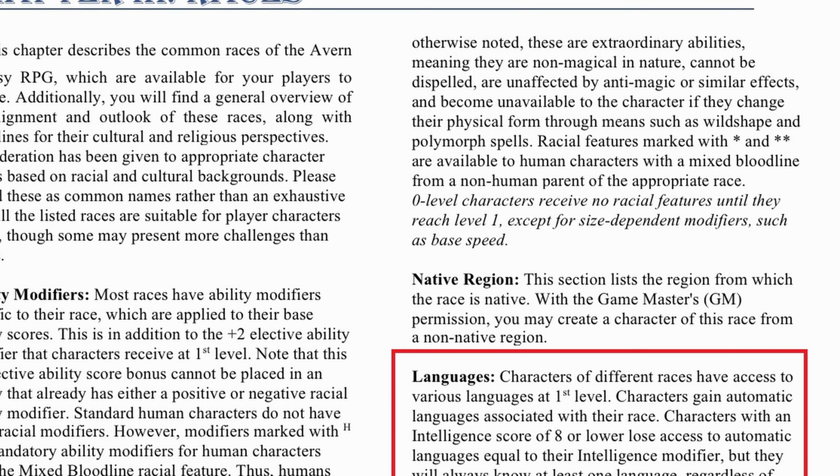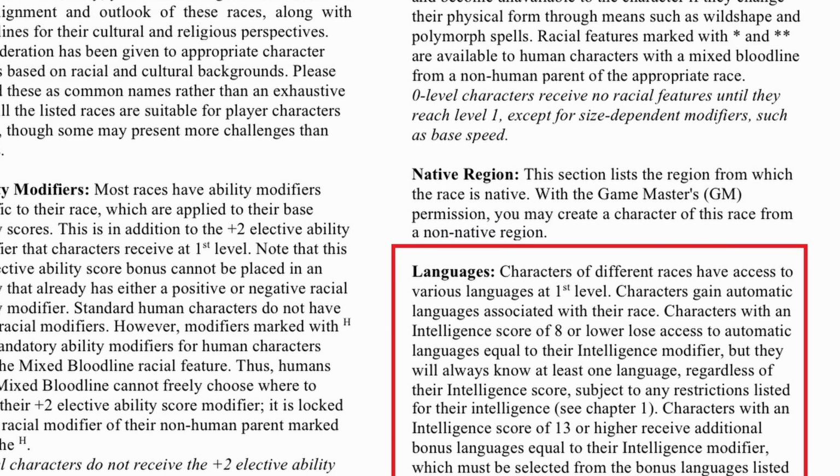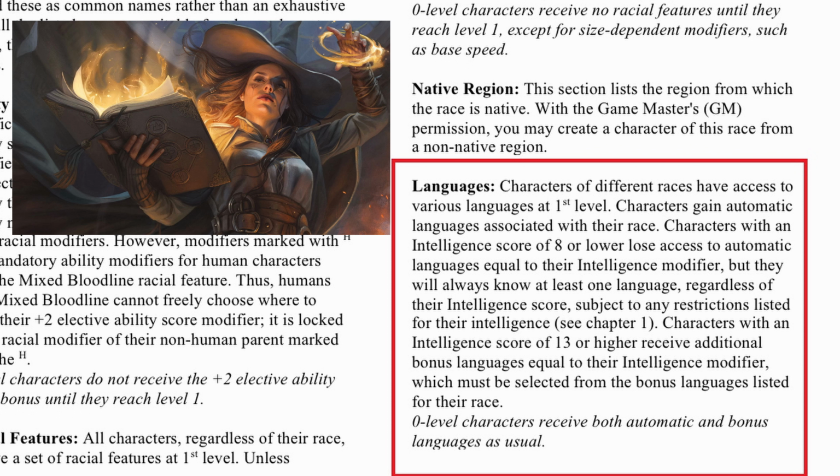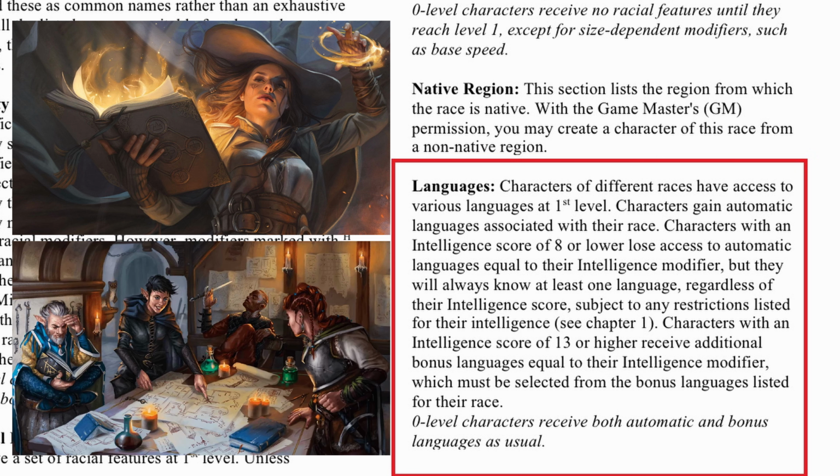Languages are an important part of role-playing games, as this determines whom you can communicate with, and characters from different races have access to various different languages. You'll gain automatic languages associated with your race. However, characters with lower intelligence scores might lose access to some of these languages. On the other hand, characters with high intelligence scores may learn bonus languages. All of this you can see in the previous video about ability scores.